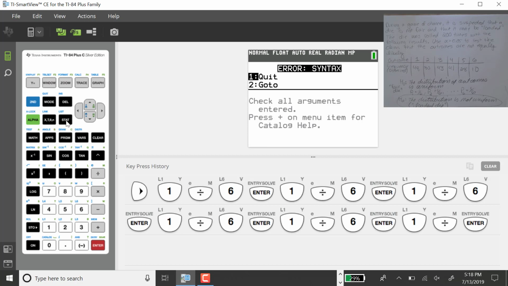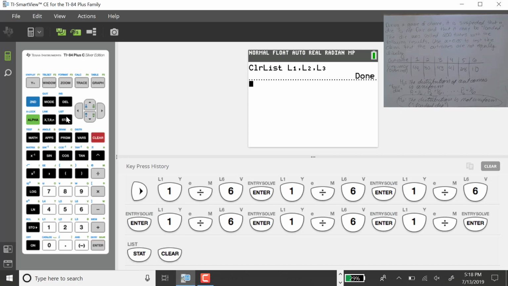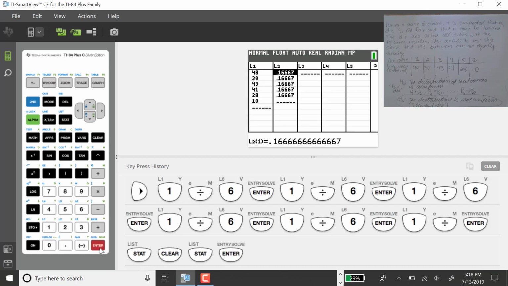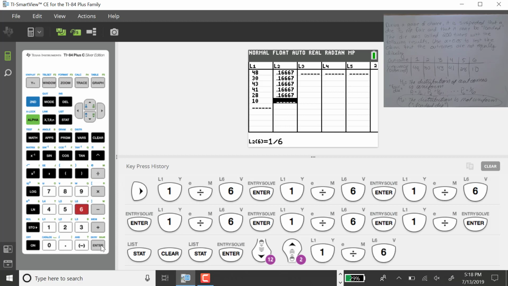Whoops, I did something wrong here. Okay, I'm not sure what happened. Let me go down. I might have hit something. All right, let's try it again. Okay, that looks a little better.